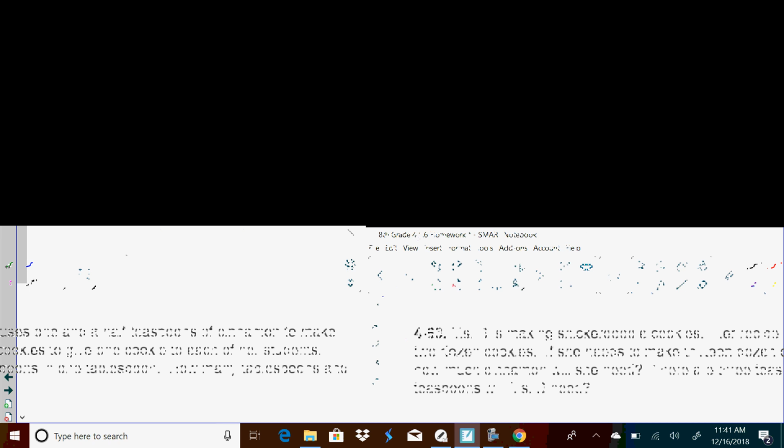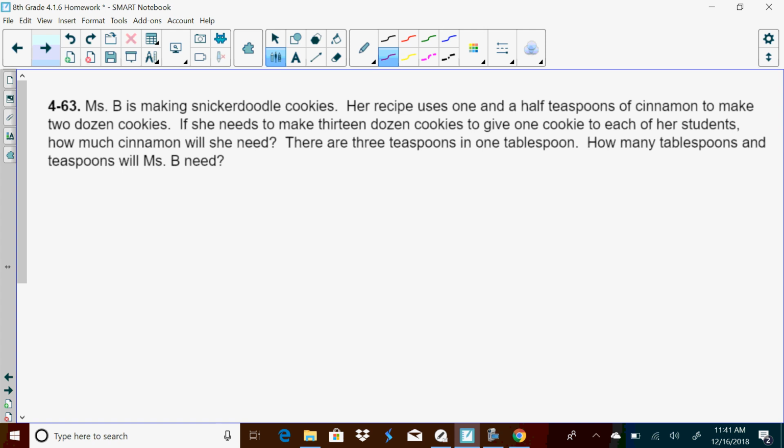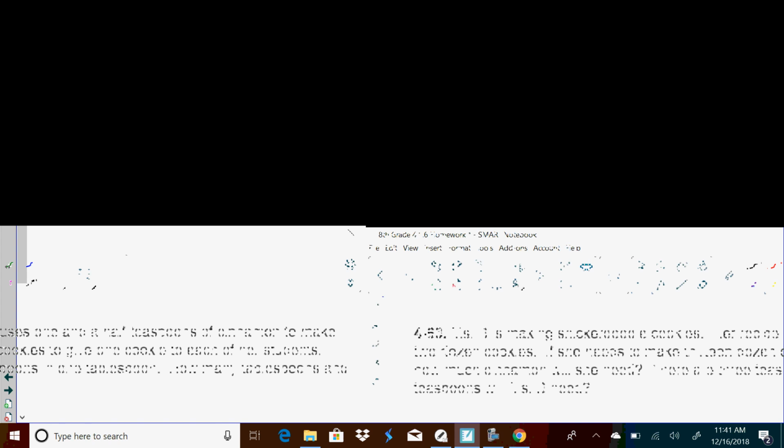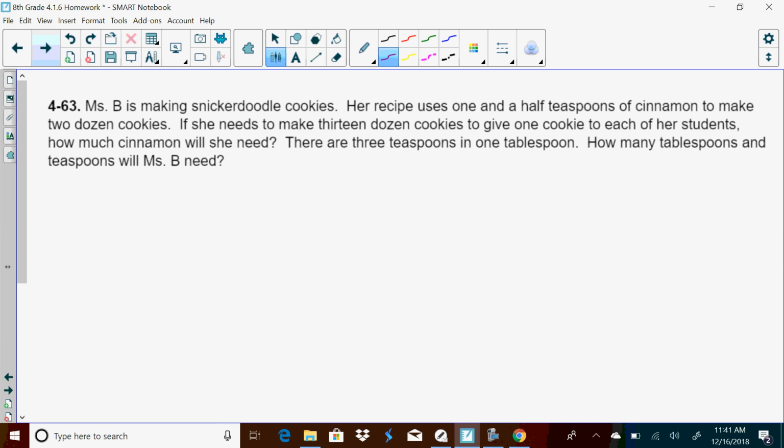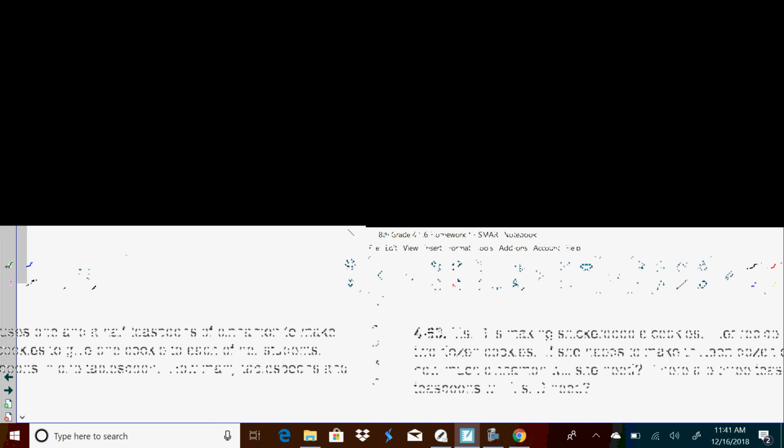Problem 63, Mrs. B is making snickerdoodles. Her recipe uses 1½ teaspoons of cinnamon to make 2 dozen cookies. If she needs to make 13 dozen cookies to give 1 cookie to each of her students, how much cinnamon will she need? There are 3 teaspoons in 1 tablespoon. How many tablespoons and teaspoons will Miss B need?